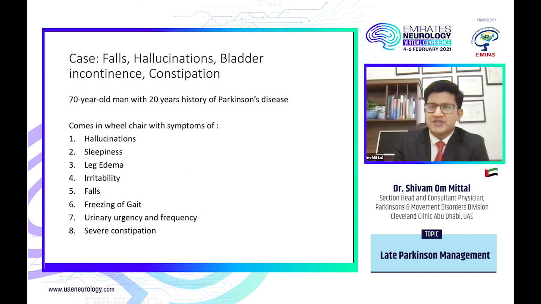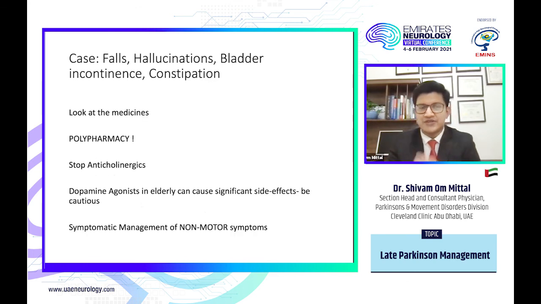Now, this is something which we see very often in our busy movement disorders clinic, which is patients coming with more than 10, 15 years of history of Parkinson's disease, elderly people. They have hallucinations, sleepiness, leg edema, irritability, falls, freezing of gait, bladder frequency, urgency, severe constipation, a lot of symptoms. And at that point, you look at the polypharmacy, what medications they are on. Are they taking Cinnarizine? Are they on anticholinergics? Any antipsychotic medications, prokinetic agents, all these have to be looked into.